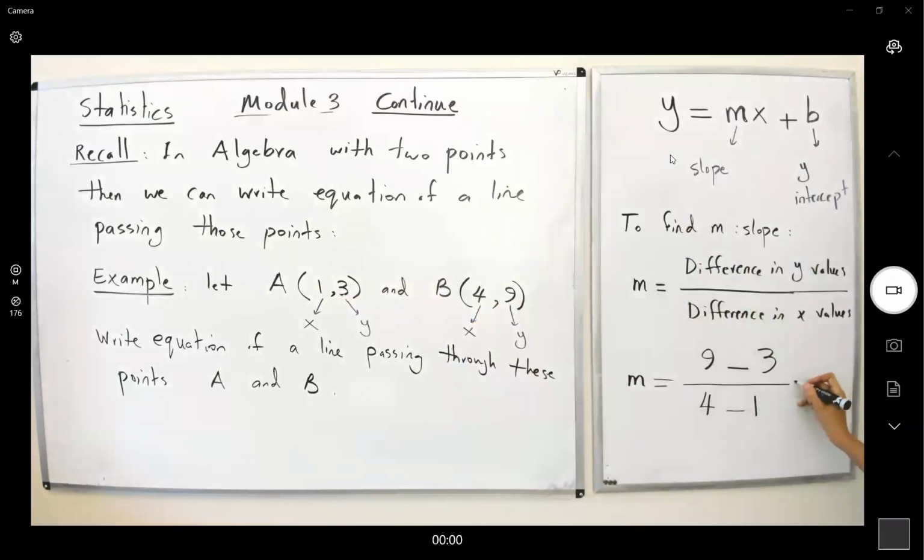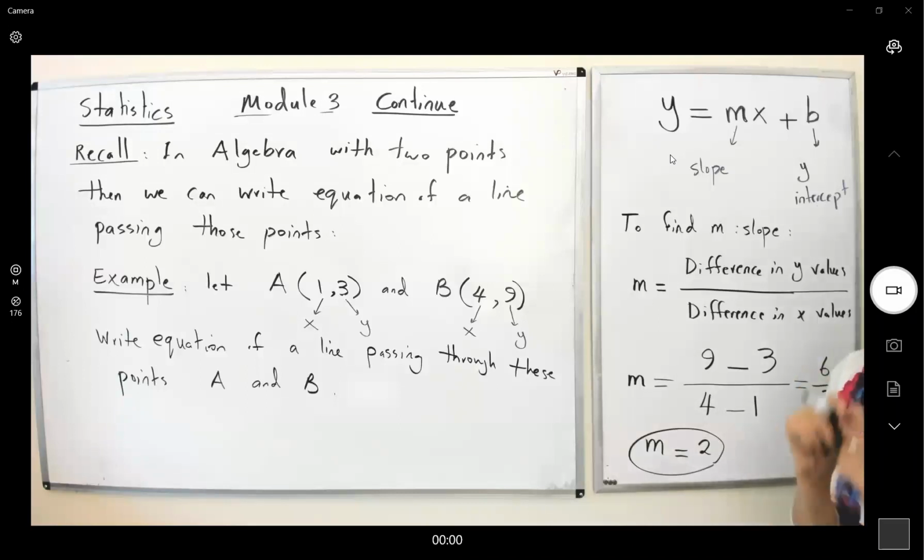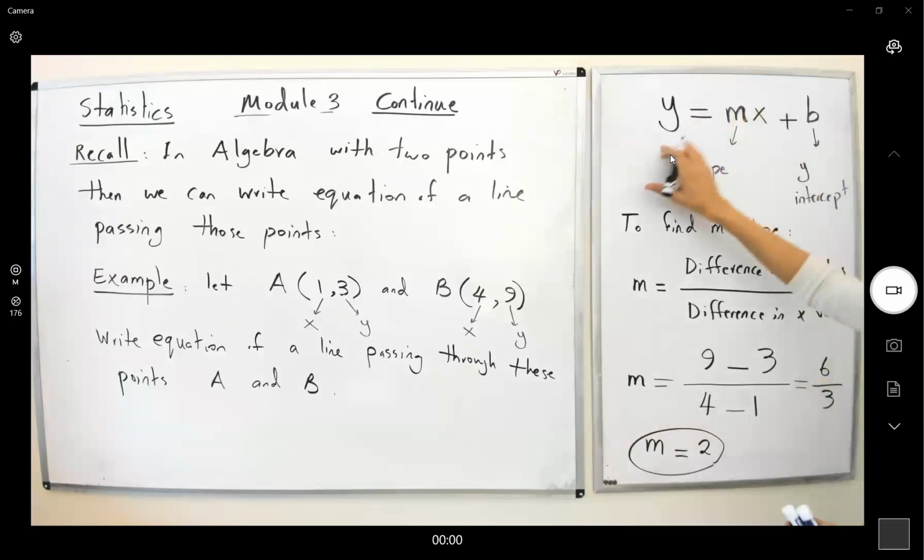So what do we get? We get 9 minus 3, which is 6. 6 divided by 4 minus 1, which is 3. 6 divided by 3 gives you 2. So m, or the slope of the line, is 2. 2, a positive number, means that your line is an increasing line. The positive correlation between x and y is coming from the slope equal to 2. Well, are we done? Not yet.